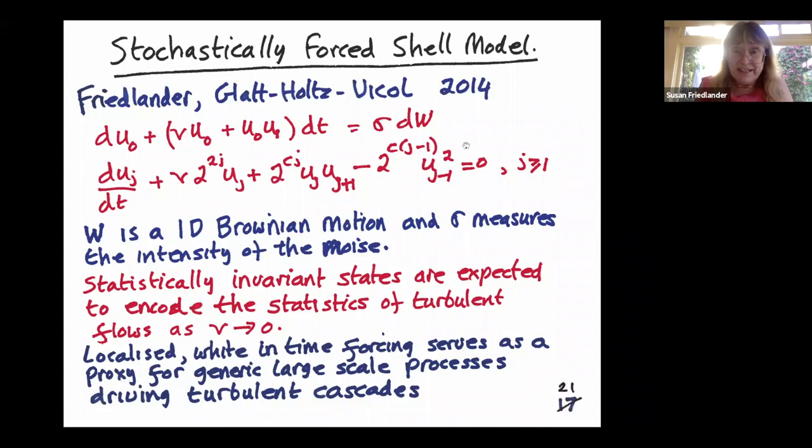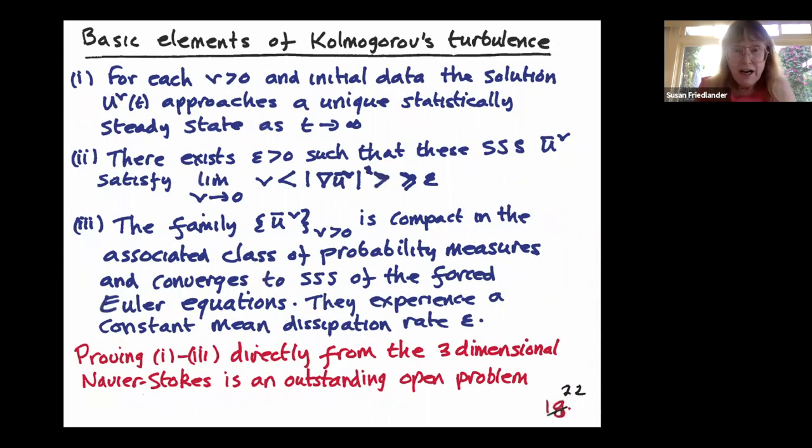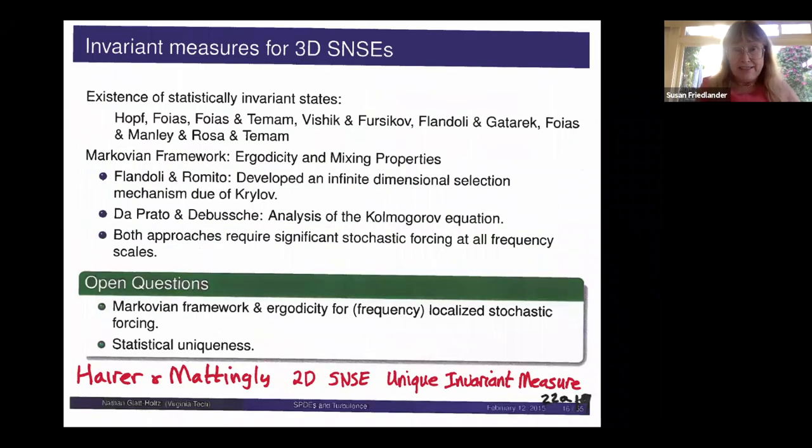And then what we're really interested in is the properties of the solutions to the stochastic system as the forcing cascades through the modes. So, not having much time now, I'm basically just repeating here these basic elements of Kolmogorov's turbulence connecting the anomalous dissipation or turbulent dissipation for Euler with the dissipation anomaly, namely the positivity of the dissipation rate for Navier-Stokes in the limit of vanishing viscosity, in terms of stochastically forced Euler and Navier-Stokes. And as I say, proving these directly from three-dimensional Navier-Stokes is an outstanding open problem. There have been many results on stochastic Navier-Stokes equations by many people over the decades, extremely interesting results in many cases, but not, in some sense, the crucial result.